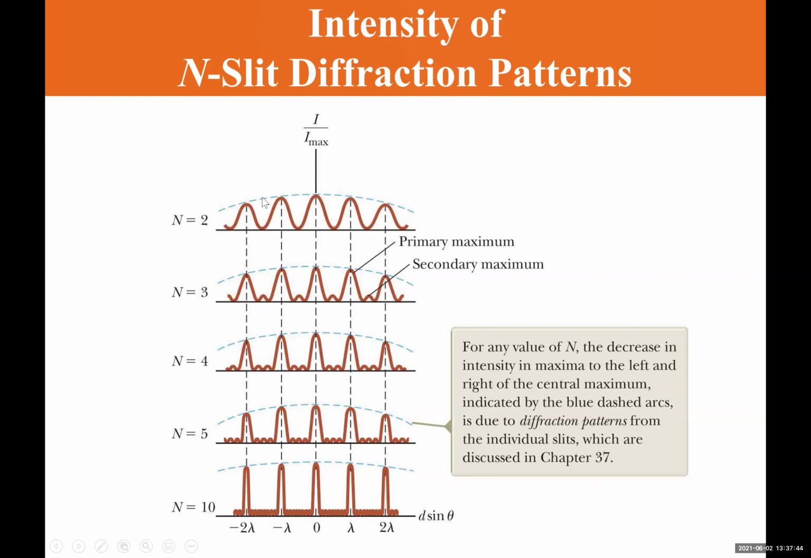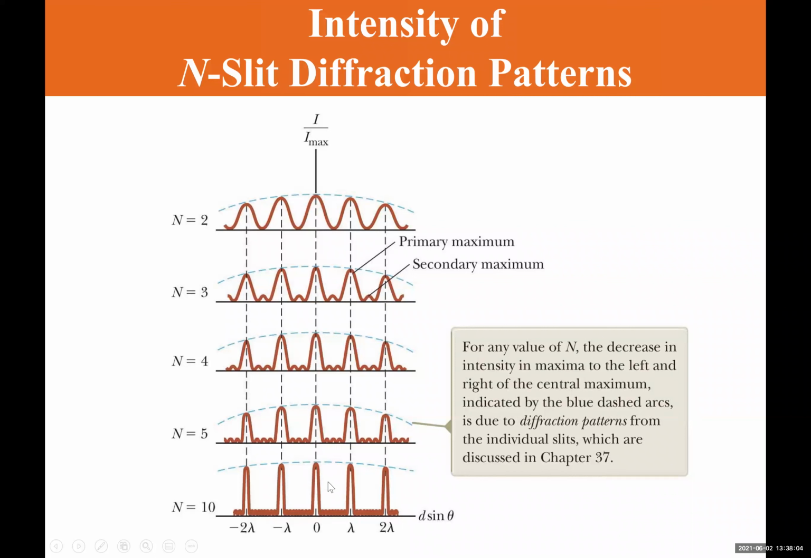But then you can have, and this is something we looked at in the previous chapter, n equals 3. And you can see that when n equals 3, you get not only the primary maximum, but you can also get the secondary maximum. Then n equals 4, you can see again that now you get two secondary maxima, right? n equals 5, n equals 10.